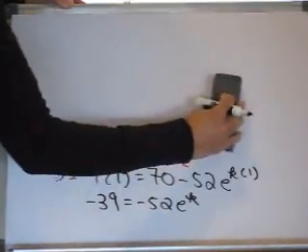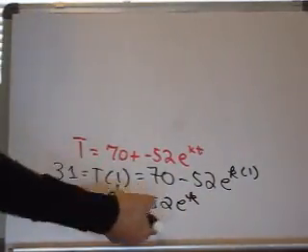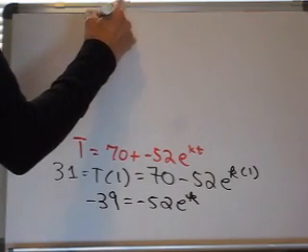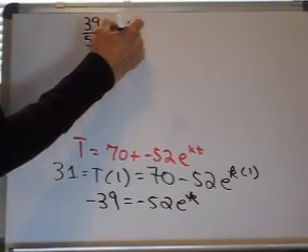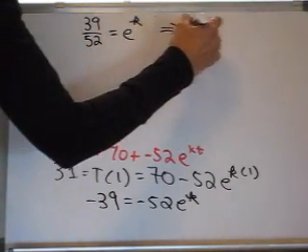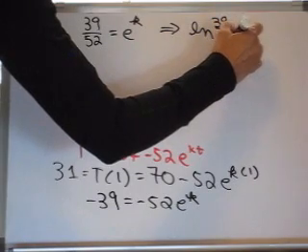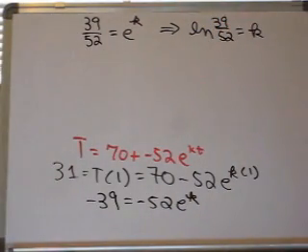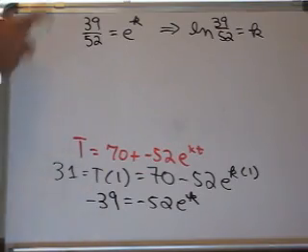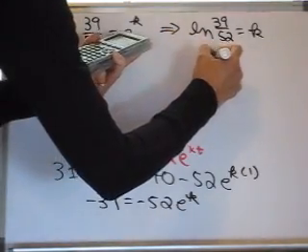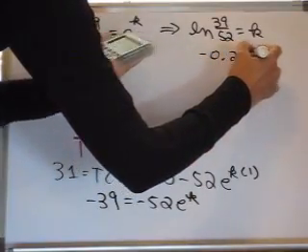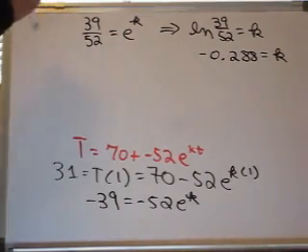And to solve for k, I'm going to leave that red differential equation up there, so I just need to solve for k. I divide both sides by negative 52. I get 39 over 52 is equal to e to the k, and then I can natural log both sides. So ln of 39 over 52 will equal k. Using my calculator, I take 39 divided by 52, and then natural log that. I get negative 0.288 for my constant k.